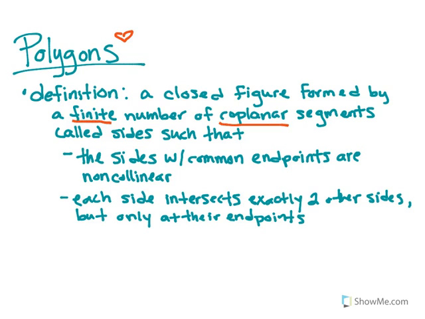So it's a closed figure formed by a finite, or measurable, number of coplanar, on the same plane, segments called sides such that, the first condition is that the sides with common endpoints are non-collinear. To refresh your memories, non-collinear means not on the same line. Not only that, but each side intersects exactly two other sides, but only at their endpoints.